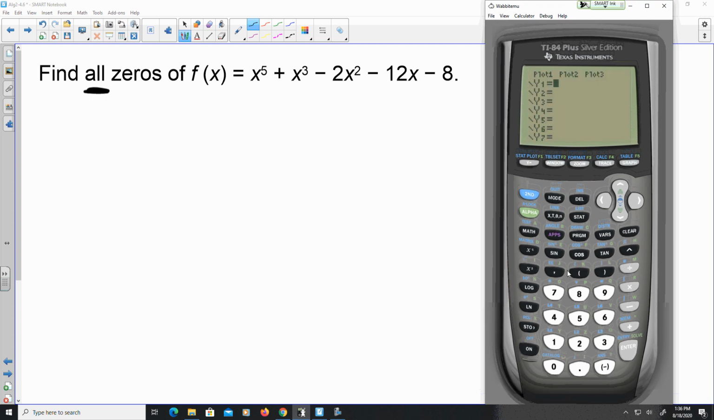So I have x to the fifth power plus x to the third power minus 2x squared minus 12x minus 8. I make sure it's in standard window and I graph this. I look at this and it looks like negative 1 is in fact a solution.